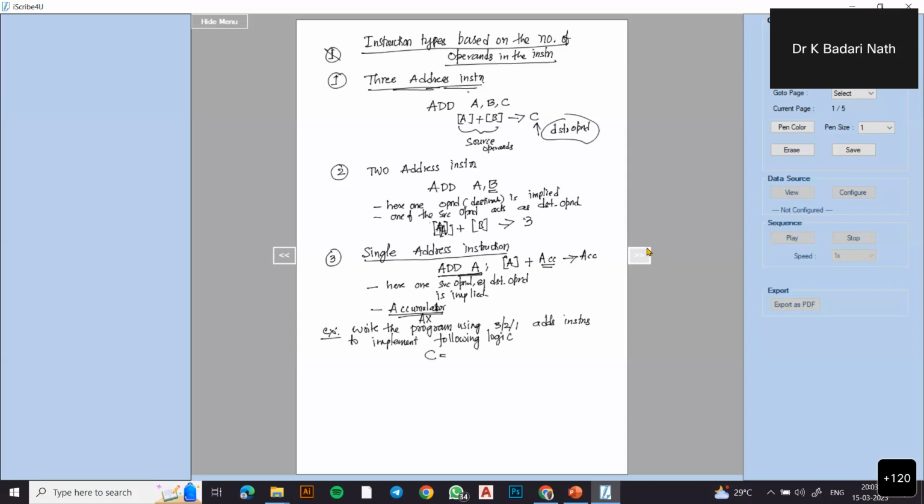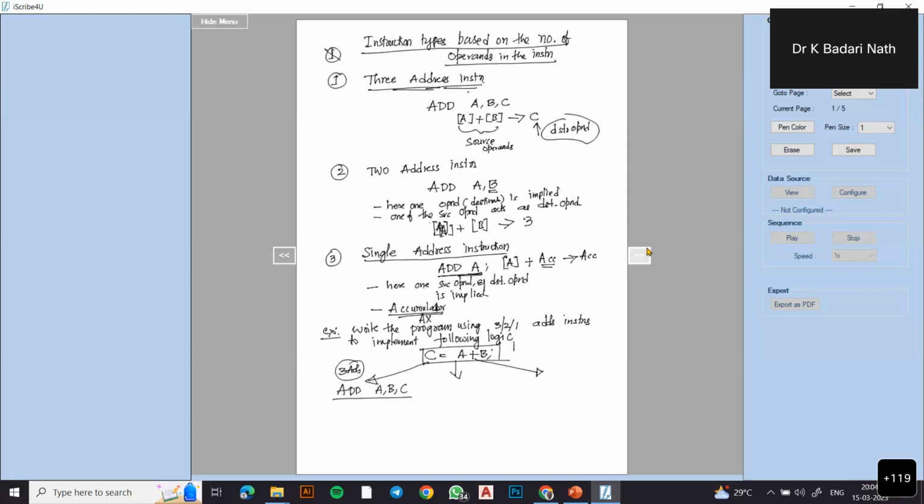C is equal to A plus B. Let's say it is a high level language statement. I want to write this program using the 3 processor types. Let's write the instructions for this statement using 3 address instructions. How do we do it? It's a single line statement here. So what is the instruction? Directly, I can write ADD A, B, C. It's finished. One line is sufficient to write the program for this.